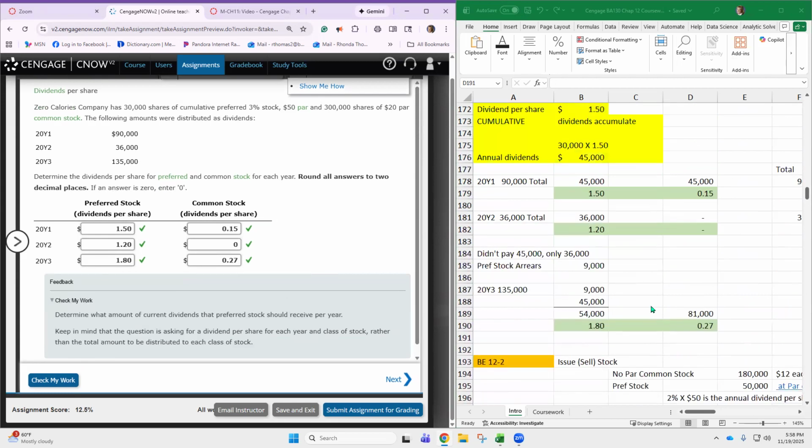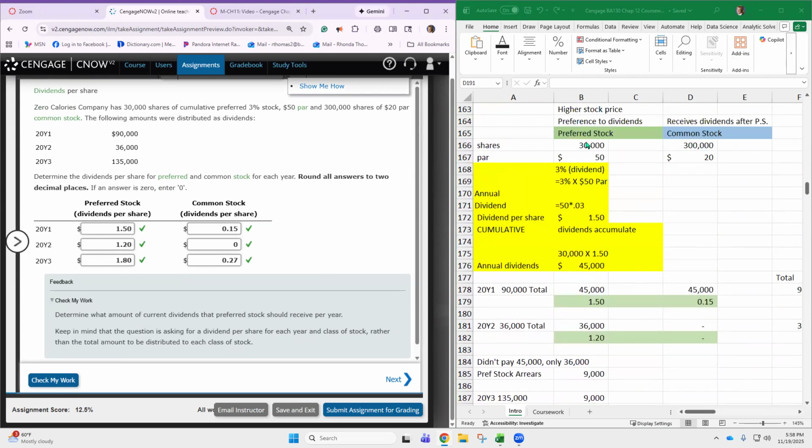Okay, once again, you have to calculate, first of all, how many shares are in each class of stock? What is their par value? What's the percentage that goes with when they talk about the preferred? That's the dividend times the par. 3% times 50 gave us the $1.50 in dividends, and it's guaranteed because it has a cumulative characteristic, which some preferred shares don't have.